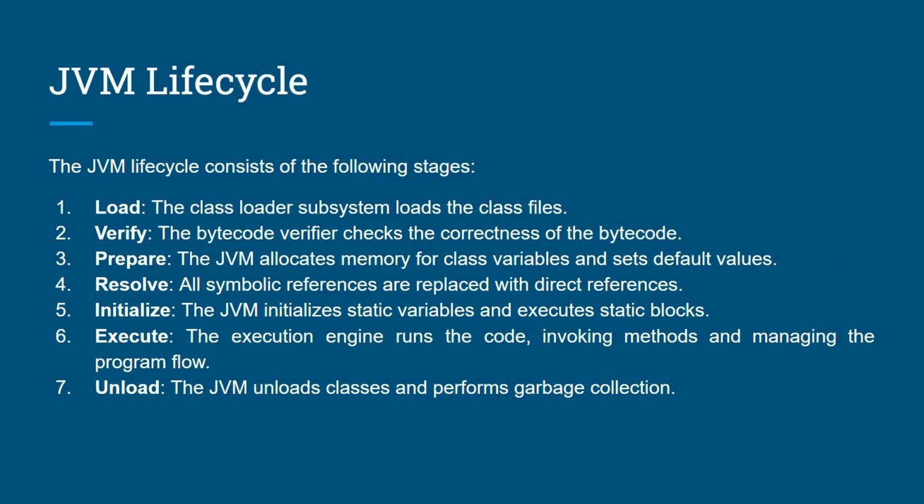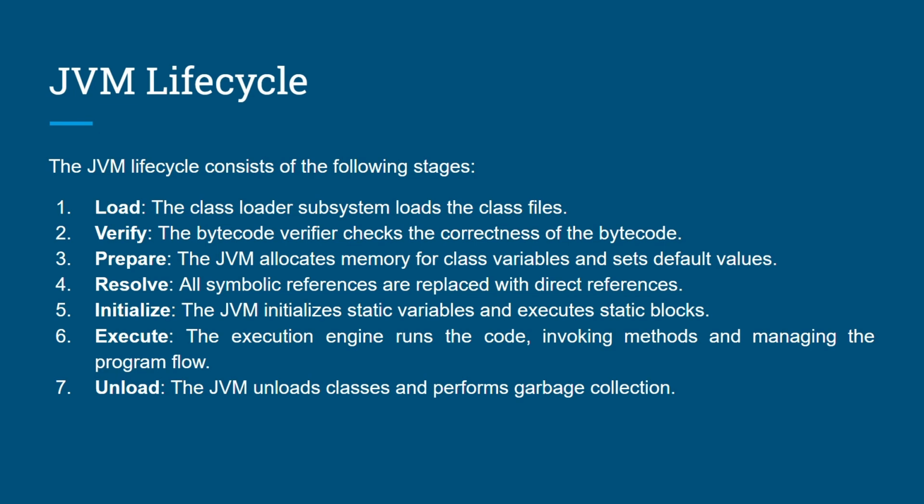The lifecycle of a JVM can be broken down into several stages. First, load. The class loader loads the .class file into memory. Second, verify. The bytecode verifier checks the code for correctness and security, which makes Java code secure. Third, prepare. The JVM allocates memory for class variables and initializes them to default values. Fourth, resolve. Convert symbolic references into direct references in the method area.